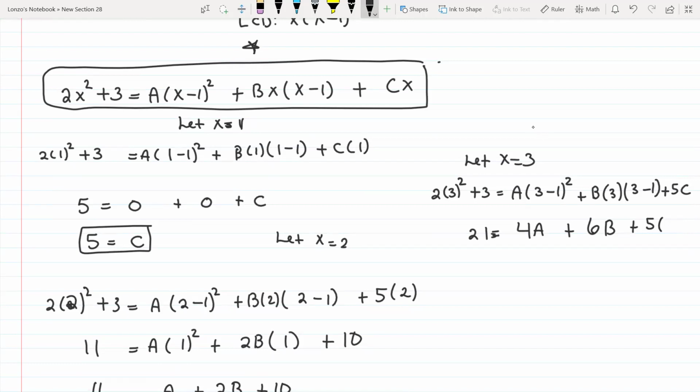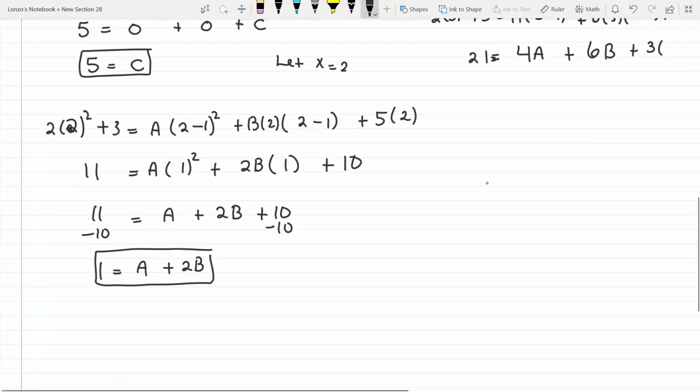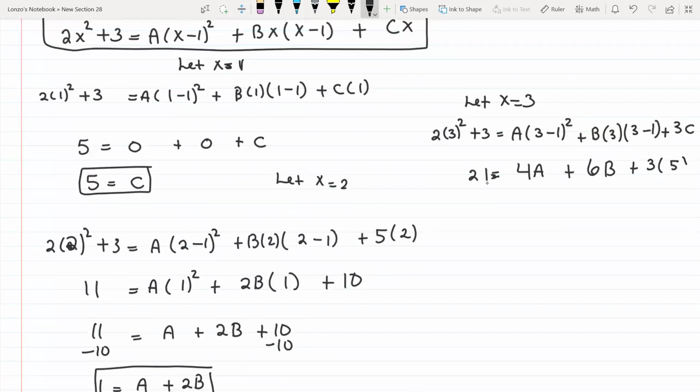And my c value is, wait. It's c times x, and we said that x was 3, so it's 3c. So it's 3, and then my c value is 5. 5 times 3 is 15. Subtract 15.